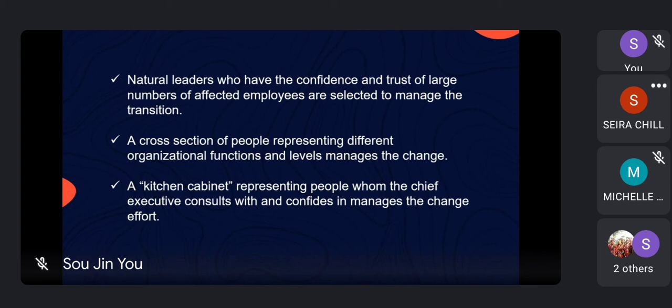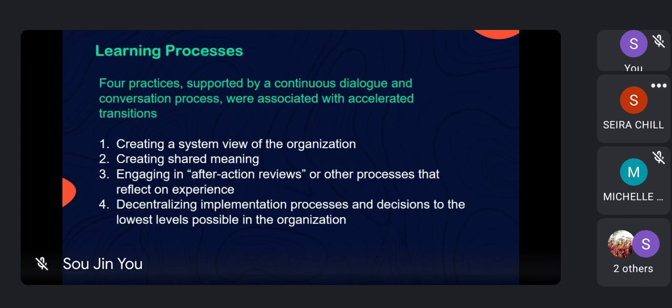And the last one, a teaching cabinet representing people whom the chief executive consults with and confides in managing the change effort. Ang sinasabi nito, teaching cabinet is an informal group of advisors such as the head of government. And the last activity is learning process. So this process involves the acquisition of new knowledge and skills that support new behaviors.